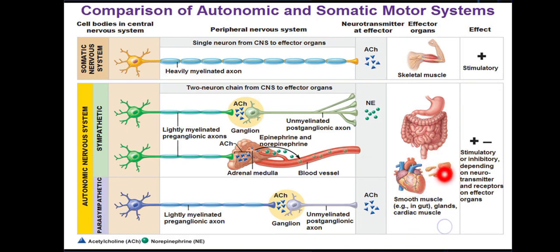The somatic nervous system generally has a stimulatory effect on skeletal muscles, leading to contraction. In contrast, the ANS has both stimulatory and inhibitory effects on effector organs, depending on the neurotransmitter released and the type of receptors present on the target cells.